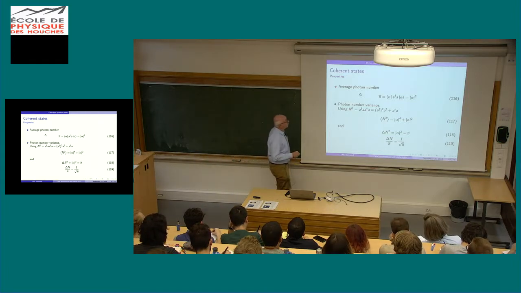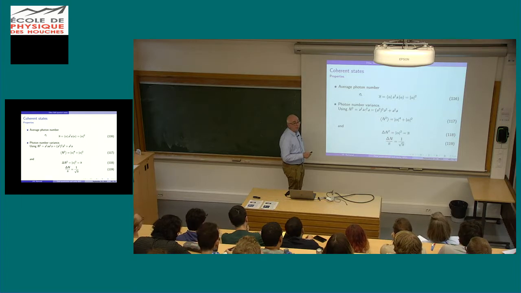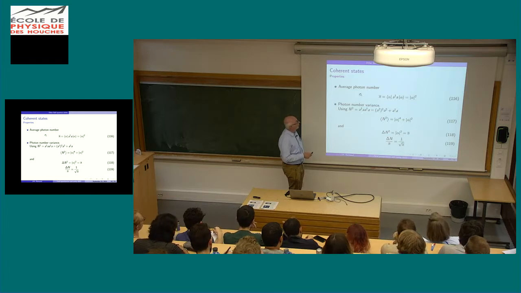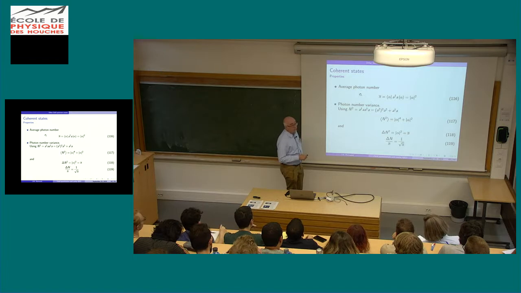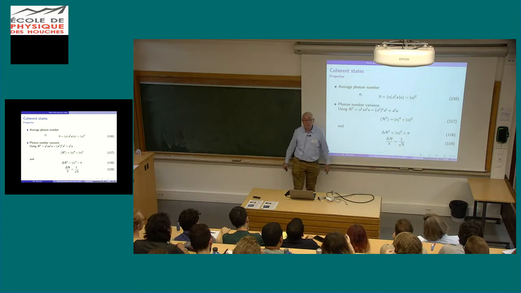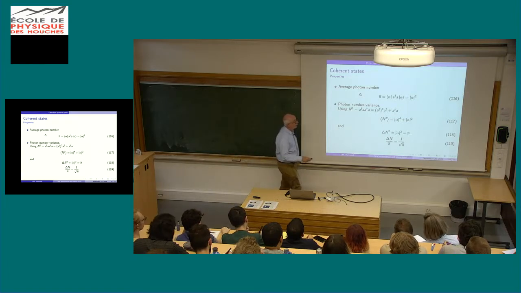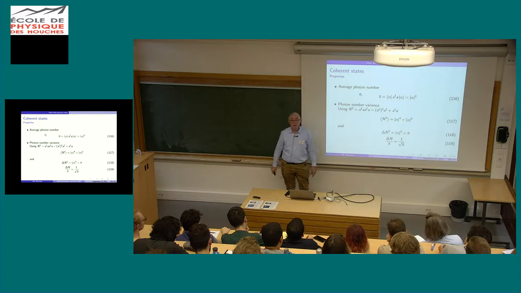You can also compute the photon number variance. For that, you need to compute the average of n squared. And n squared is a dagger a a dagger a. And following the general prescription, you can commute the two here to put it in normal order. So we find that it's a dagger squared a squared plus a dagger a. And if you sandwich that between two coherent states, using the fact that coherent states are eigenvectors of a, you will find that the average of n squared is alpha to the fourth plus alpha squared. And so you will find that the variance of the photon number is just alpha squared. It's the average of the photon number.